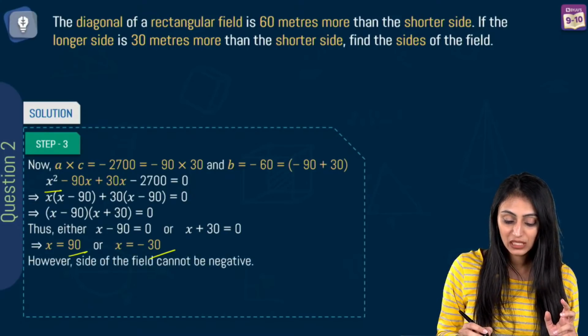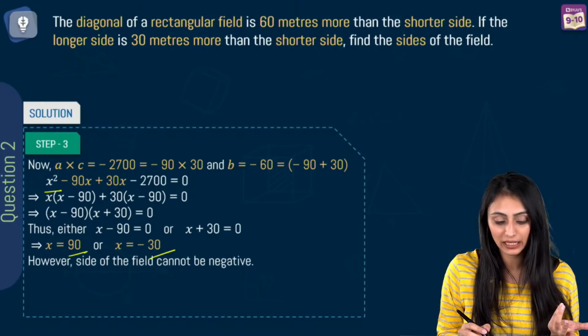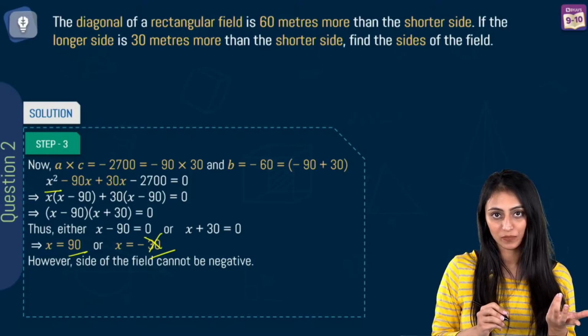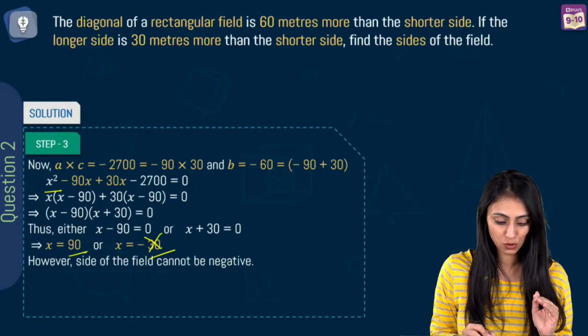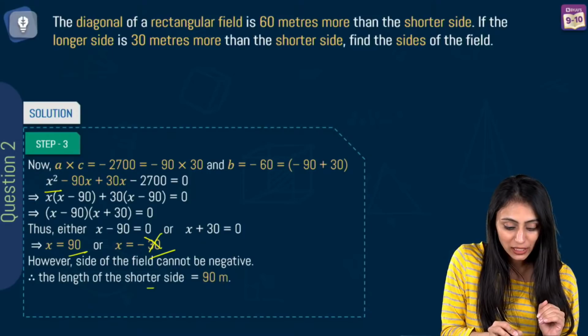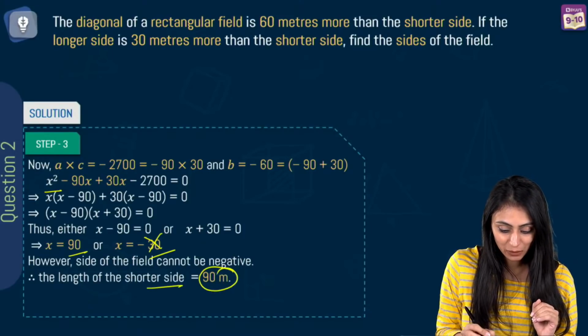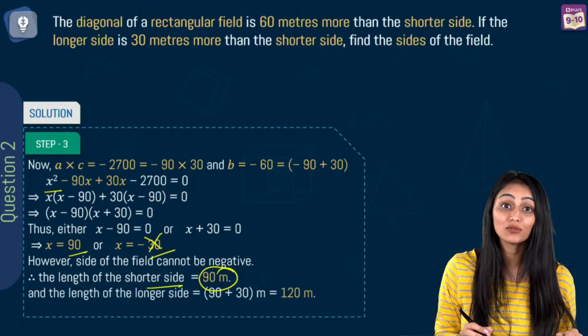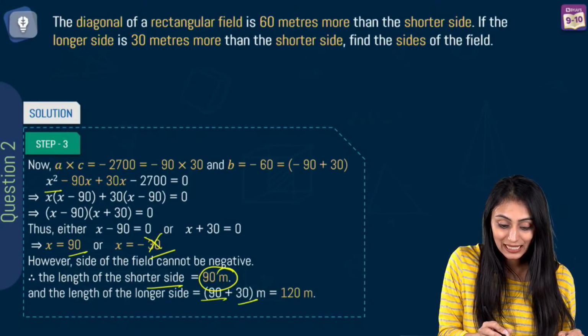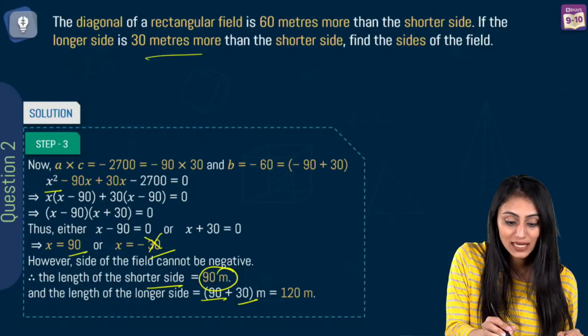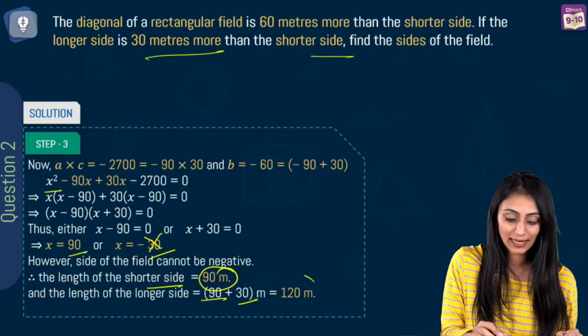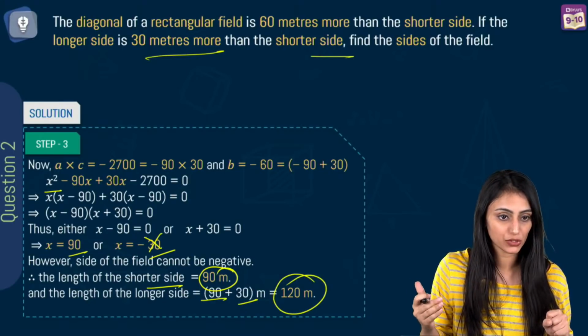So for the sides of the field, we know that a side cannot be negative. So we will neglect this value. You have to mention this reason in the paper also when you are neglecting something. So the length of the shorter side over here is going to be 90 meters. And the length of the longer side is going to be 90 plus 30, because longer side is 30 meters more than the shorter side. That's going to be 120 meters.